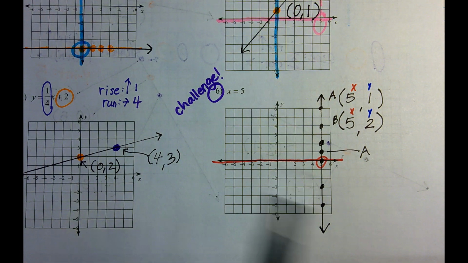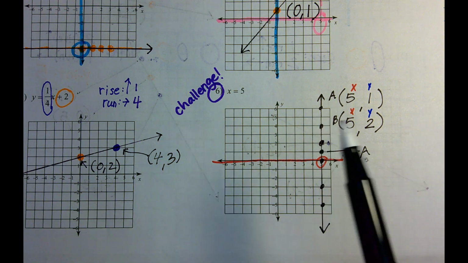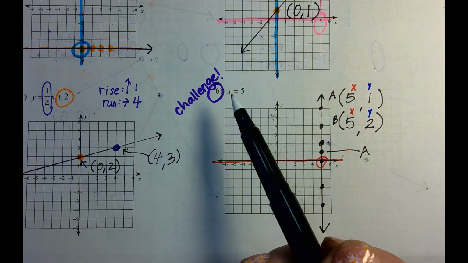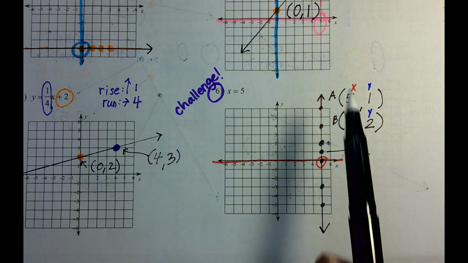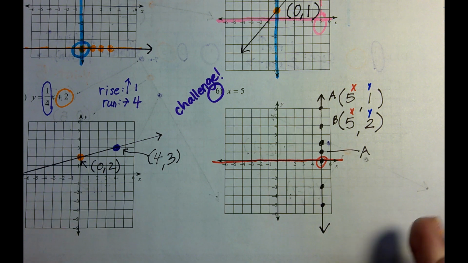So anytime they just give you one number, just see what letter they gave you. And if they give you an x is 5, your x is always 5. If they give you y is 5, your y is always 5.